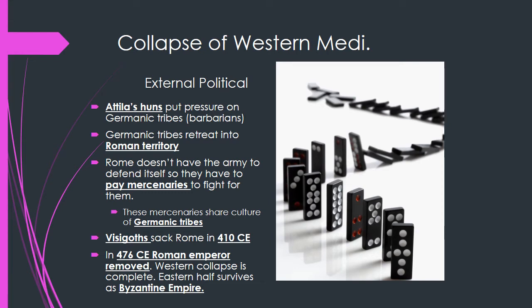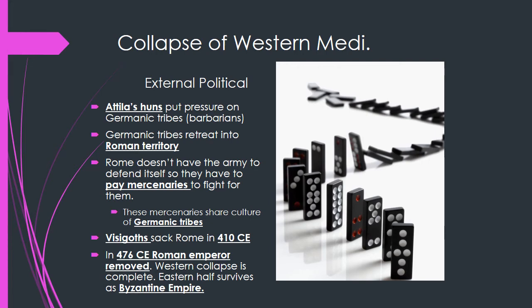So external political factors. Attila's Huns put pressure. So the Germanic tribes had been hired as mercenaries to defend the Roman border because the Romans were busy having parties and being self-indulgent, and none of the upper class wanted to be in the army. So instead, Rome had to pay Germanic people to protect the border. However, when the Huns are putting pressure on the Germanic tribes, the barbarians have nowhere to go, and so they flee south into Rome and end up taking over Rome.